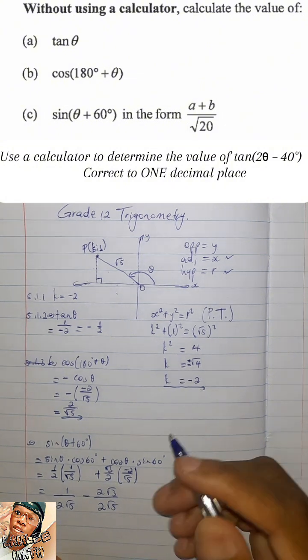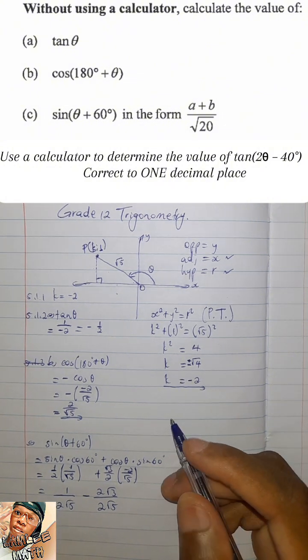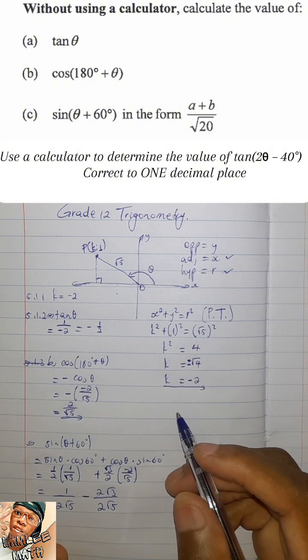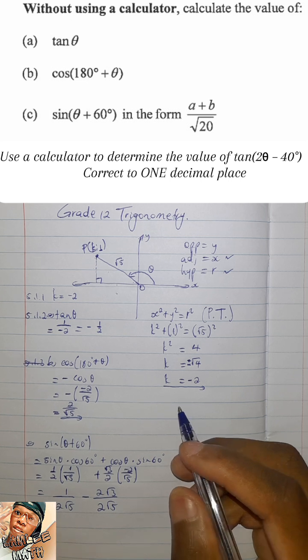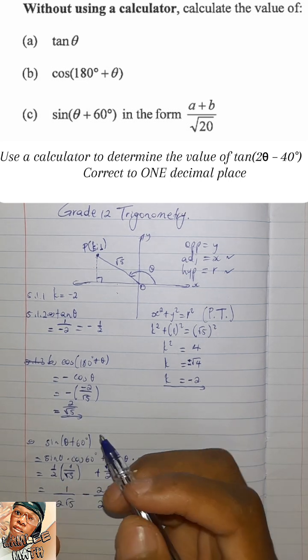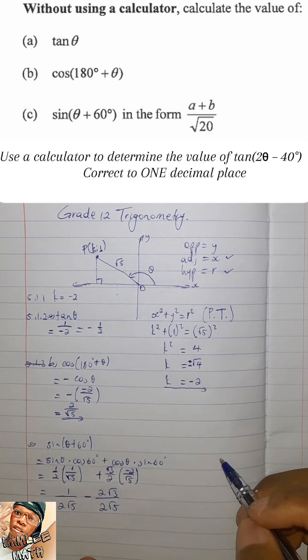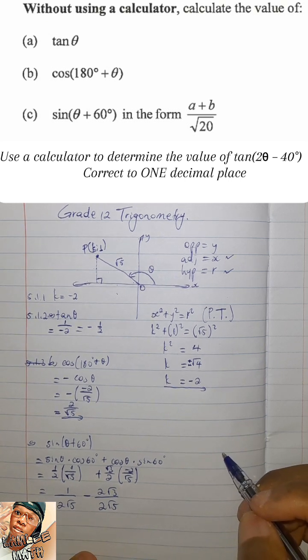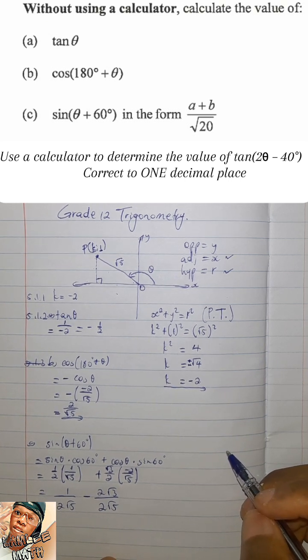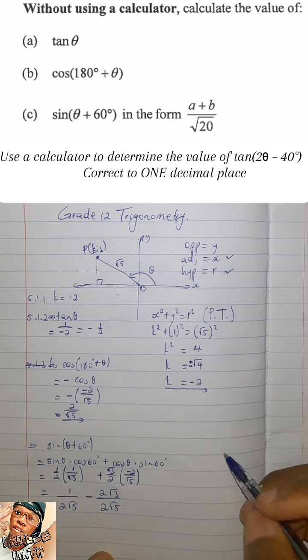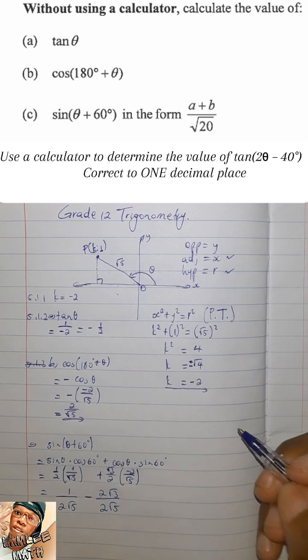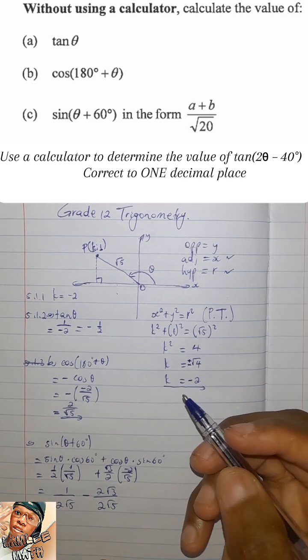Right. So in this case, I don't know if they want us to rationalize the denominator, but I'm going to try to do that. Let me try to rationalize the denominator, because they're saying that the answer should be in the form a plus b divided by √20. So I guess the denominator should be √20, right? So what I'm going to do is rationalize the denominator.